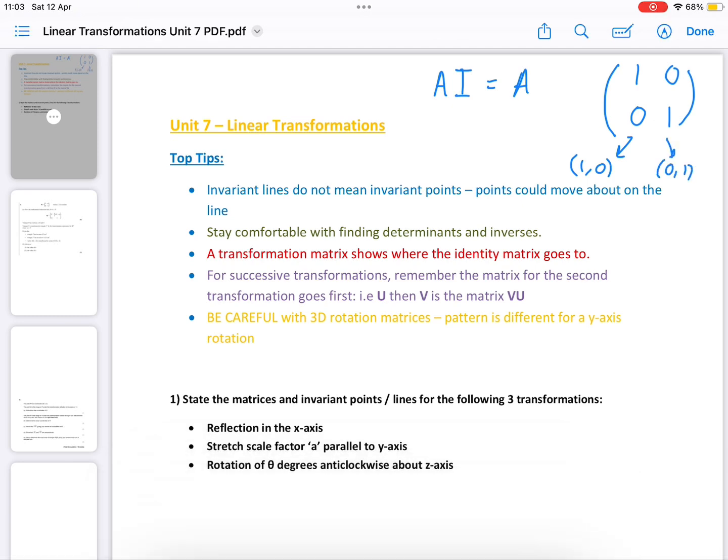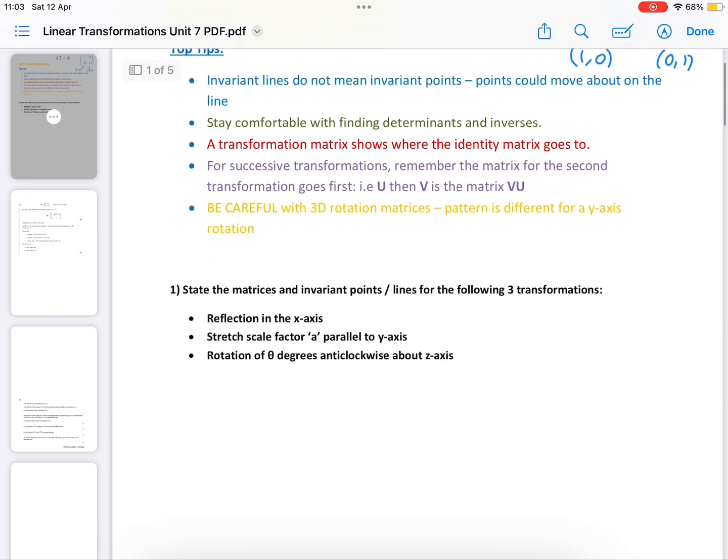And for successive transformations, remember that the matrix for the second transformation goes first. So if we have transformation U followed by transformation V, we need to multiply VU for the matrix, because matrix multiplication isn't commutative.